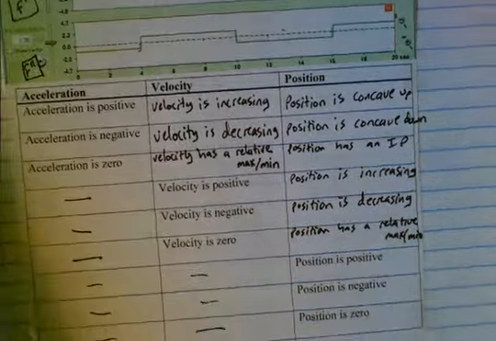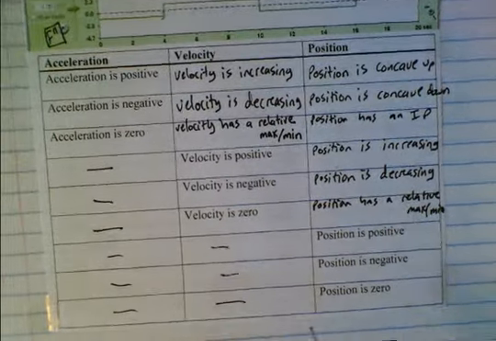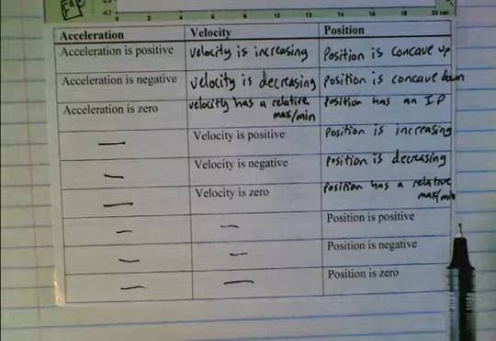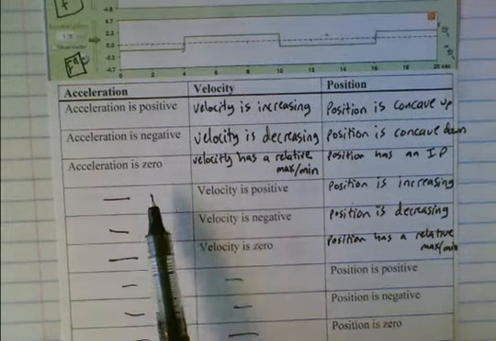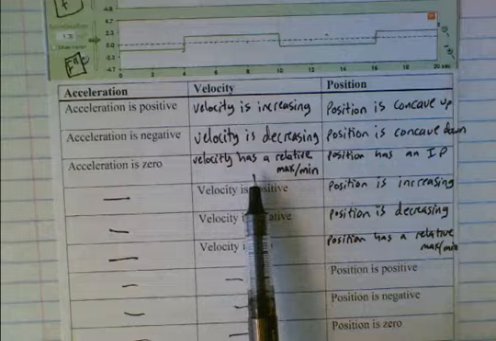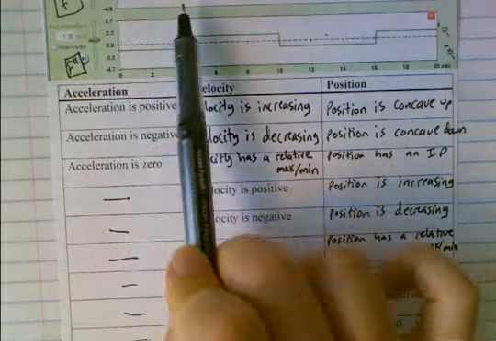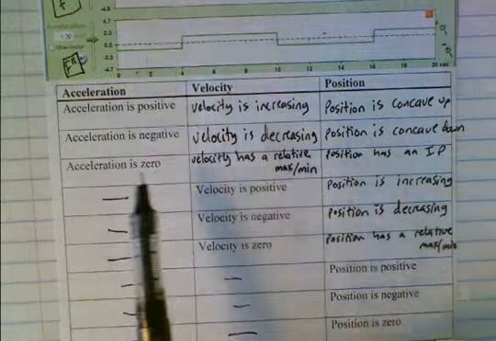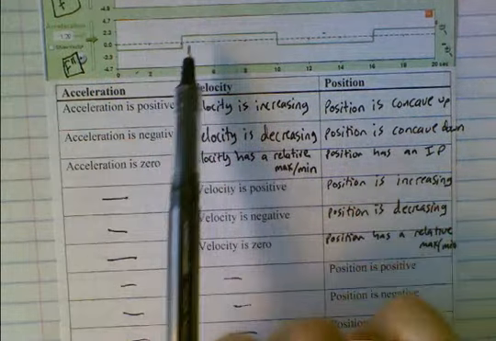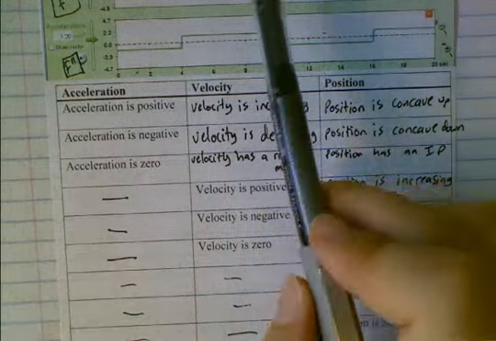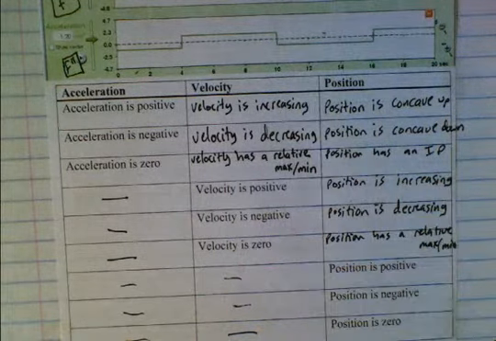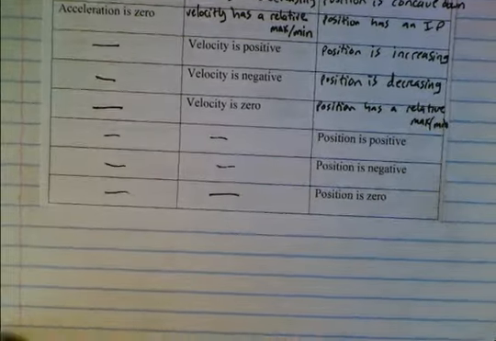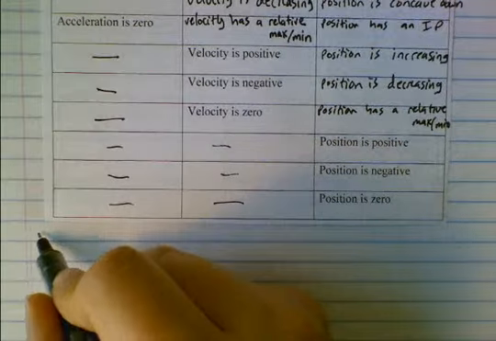Now, let's add in a little bit more detail about these relative maxima and minima. Notice that velocity has a relative minimum when acceleration changes from negative to positive, and velocity has a relative maximum when acceleration changes from positive to negative. So let's just write this down here.